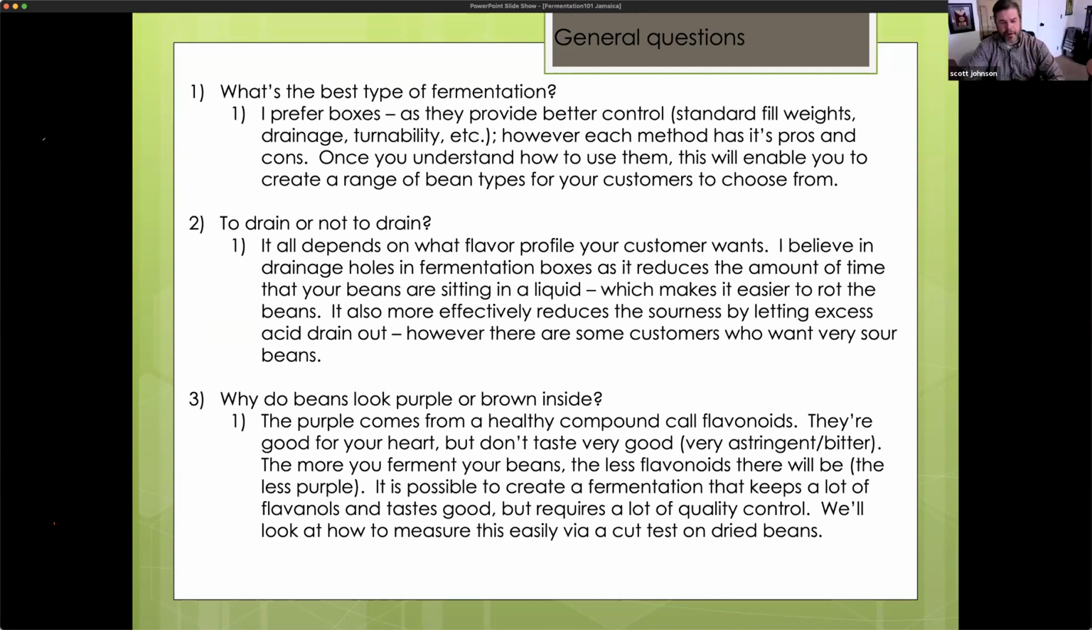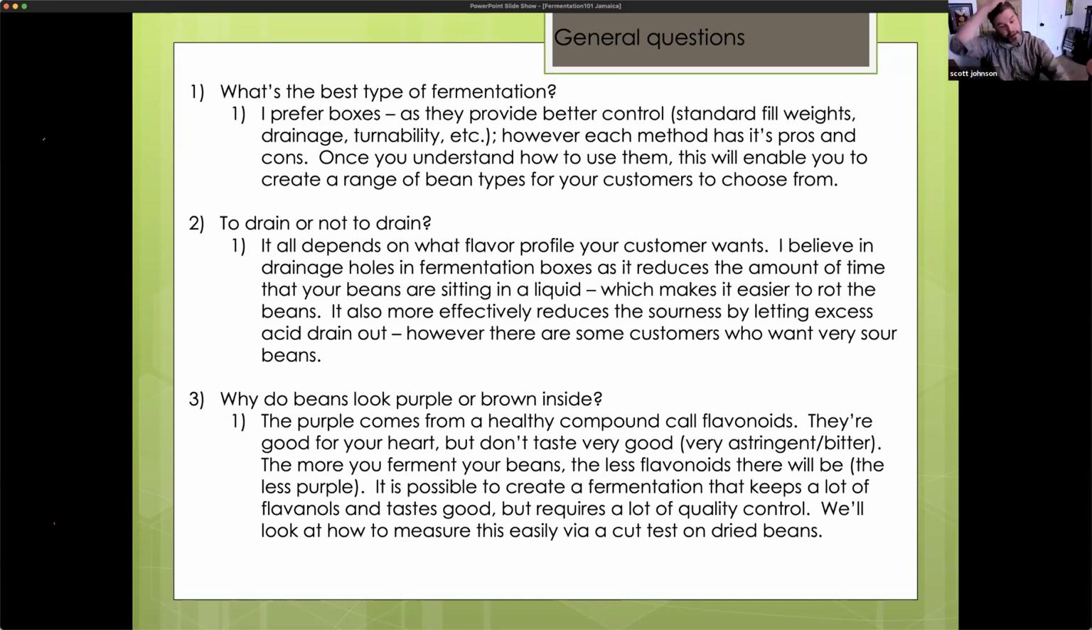So why do the beans look purple or brown inside? We talked about that a little bit at the beginning. That purpleness is coming from flavonoids, which are naturally occurring chemicals that are heart healthy. When we ferment, those purple heart healthy compounds change during the course of fermentation. The alcohol changes them, the acid changes them, and they turn into something else. Some of what they're turning into would become the fine flavor things that we want to see in our cocoa of excellence chocolates.